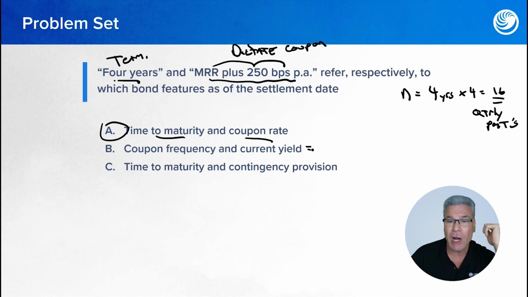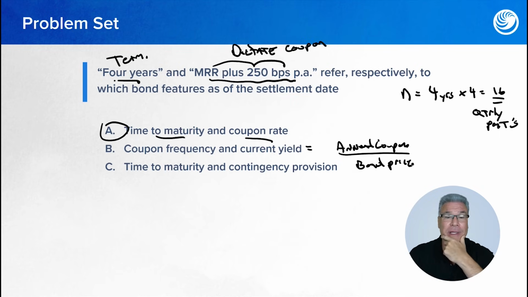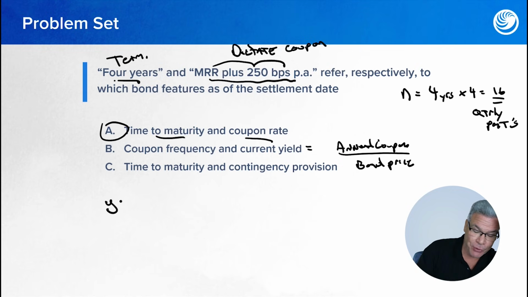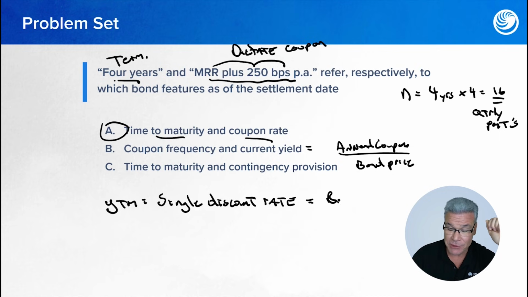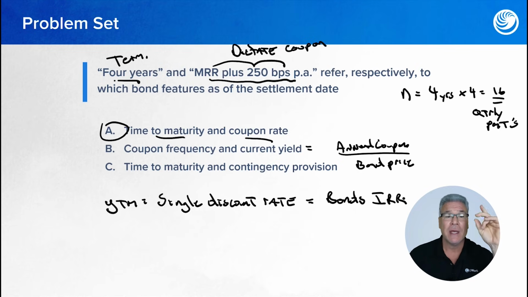And by the way, what's your current yield? Whatever that annual coupon is, divided by the bond price, you'll see later on, that's how we get that current yield. Don't forget, folks, your yield to maturity is that single discount rate that sets the sum of the present value of the future cash flows, the coupons and principal, equal to the actual price of the bond today. So the yield to maturity is the bond's internal rate of return, which aggressively assumes every coupon could be reinvested at that initial yield. So just some basics there.